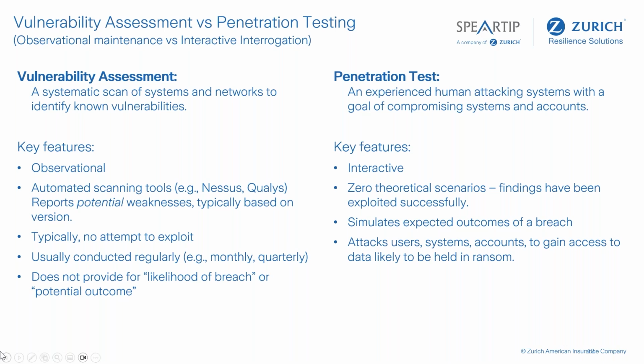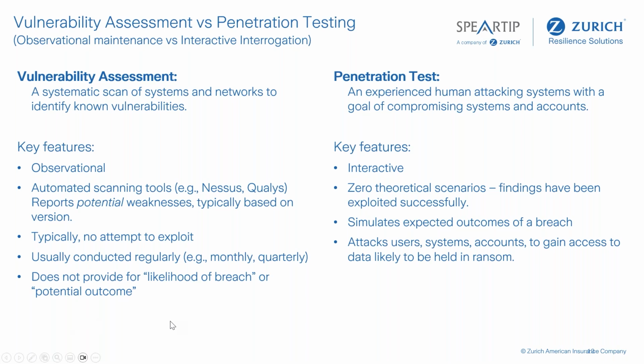Vulnerability assessments are scanning systems and networks to identify known vulnerabilities. Think of these as weaknesses. Or if you ask my penetration tester, think of this as changing the oil for your car. The key feature is this is observational. It's automated scanning tools. Nessus and Qualys are two types of tools in that space.